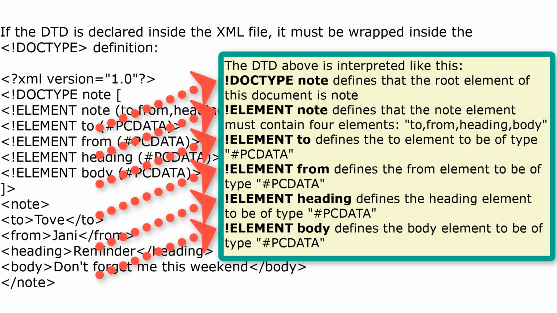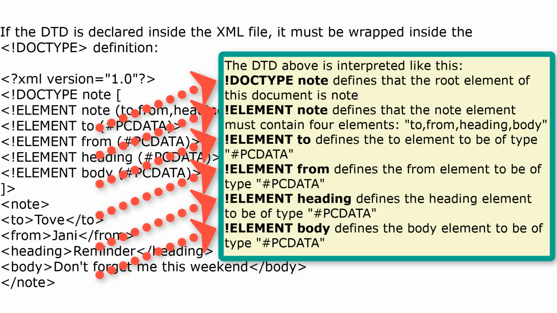Second, the element note defines that the note element must contain 4 elements. So what are the 4 elements? To, from, heading and body. Now, what those elements to, from, heading and body will contain will be defined by the next 4 points. That is the element to, which defines the to element to be of type PCDATA. That means it will accept data.